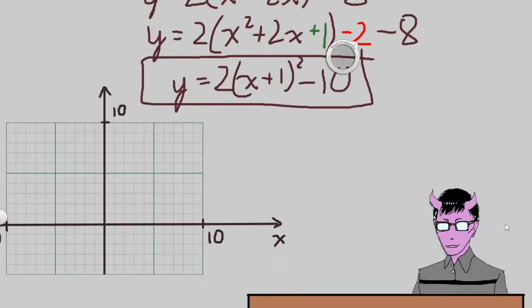Same methodologies as before. Find the vertex. How do you produce 0? On the inside, if x is equal to negative 1. So we have a negative shift. Shift 1 space to the left. And then we shift 10 spaces downwards.